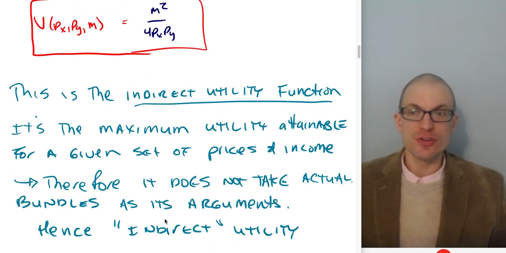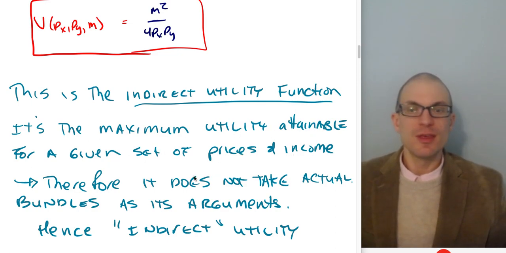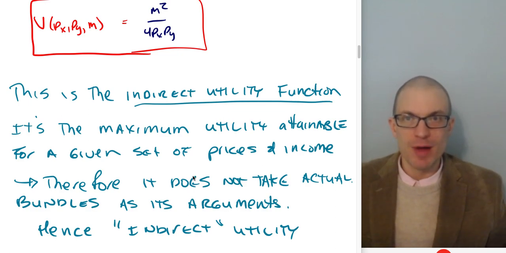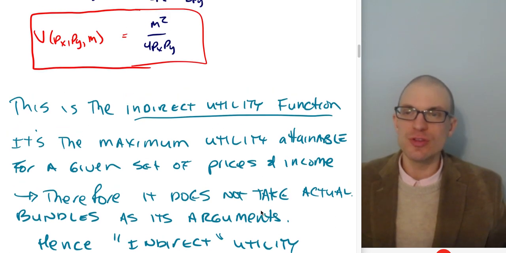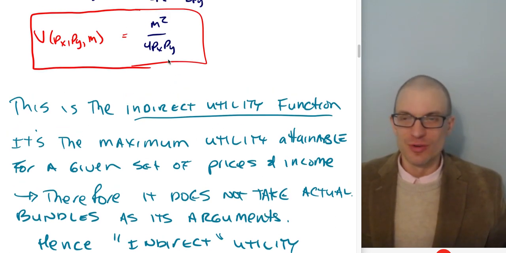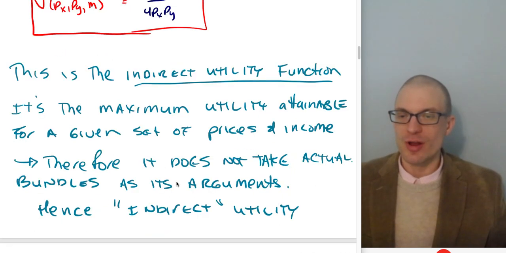It's a utility function. However, it gives us the maximum utility attainable for a given set of prices and income. It does not take the actual amounts of X or Y, or the bundles, as its arguments. So this is why it's the indirect utility function. You can think, for applied work, maybe you see the prices, maybe you see income, and then you can back out indirect utility or whatever.